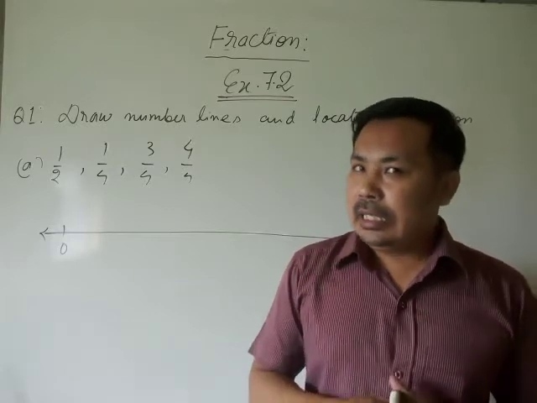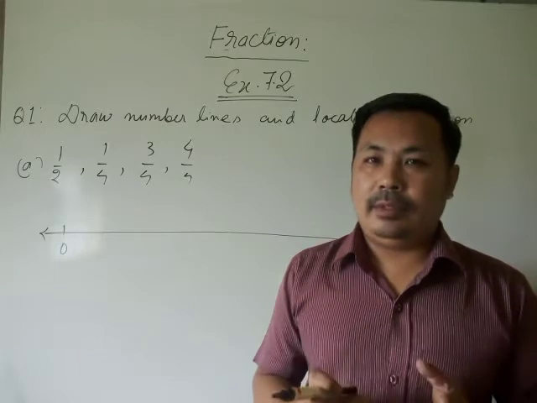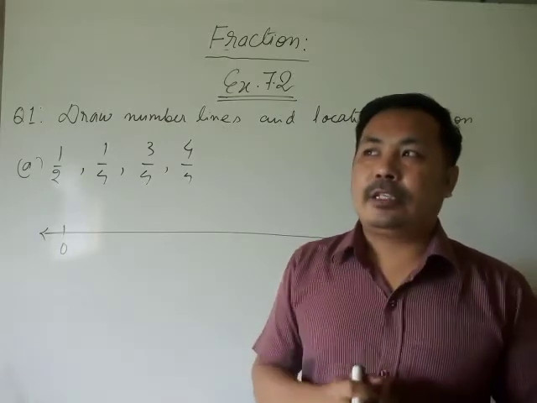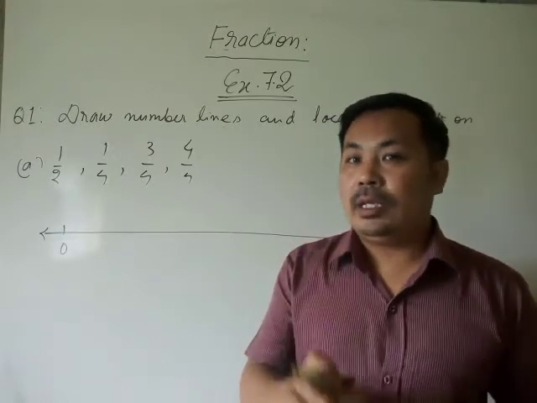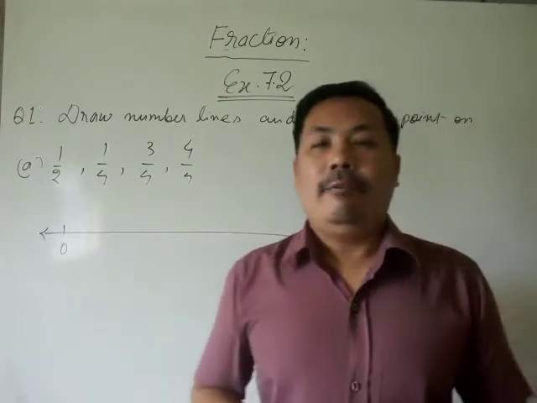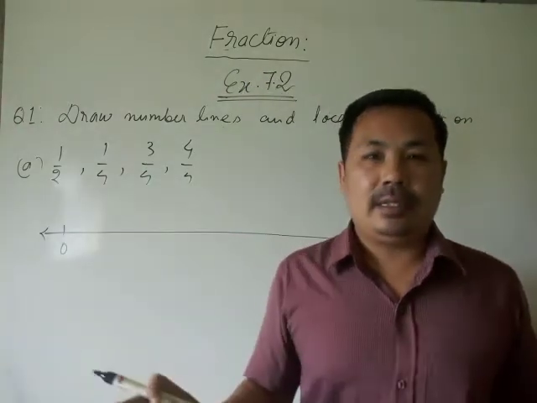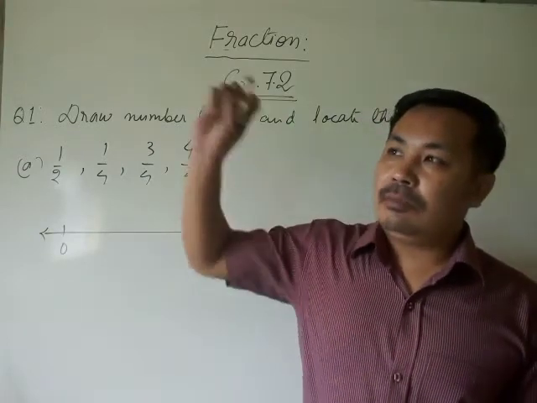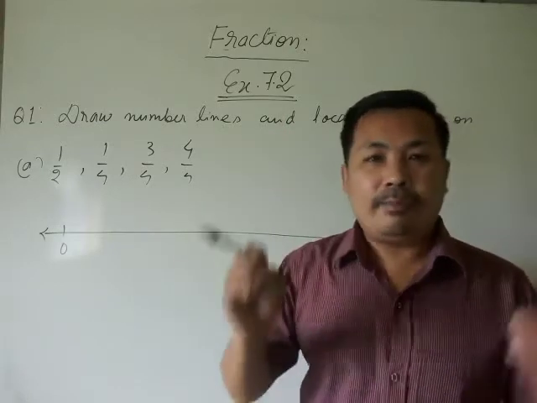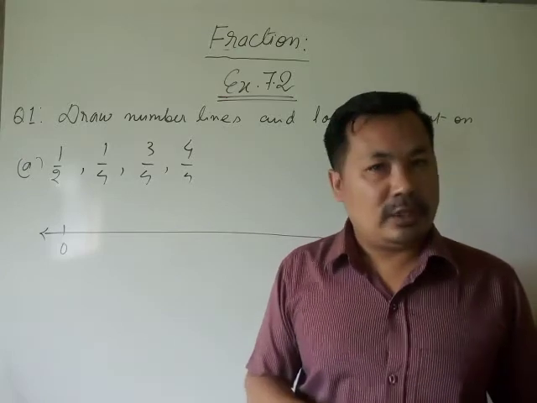If the fraction is a proper fraction, that fraction will always lie between 0 and 1. Once again, if the fraction is proper, how big the fraction is doesn't matter. Maybe it is 1000 by 10,000, a proper fraction, or 10,000 by 1 lakh, a proper fraction. Anyway, how big the fraction is doesn't matter.